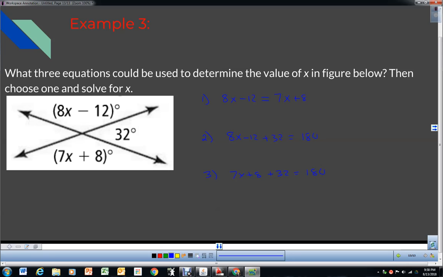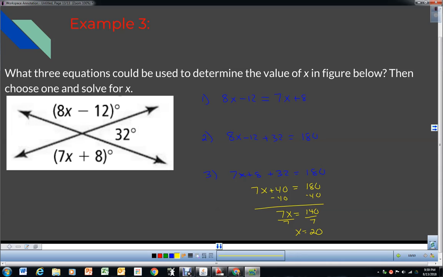Then it says pick one and solve for x. It doesn't matter which one you choose. So I'm just going to choose the last one. So 8 and 32 give me 40. So 7x plus 40 equals 180. Subtract 40. 7x is equal to 140. Divide by 7. X is equal to 20.